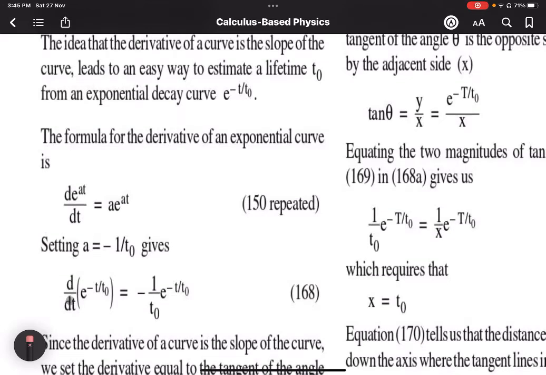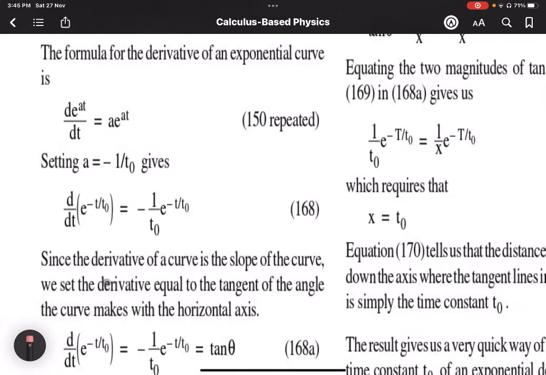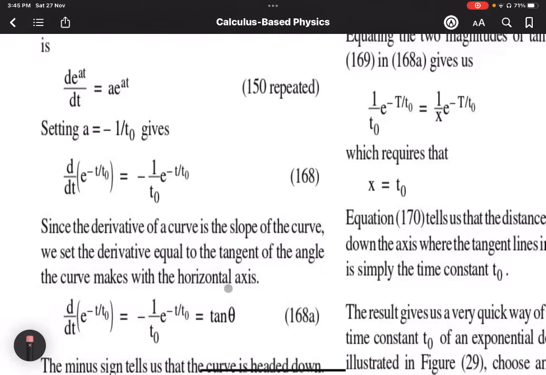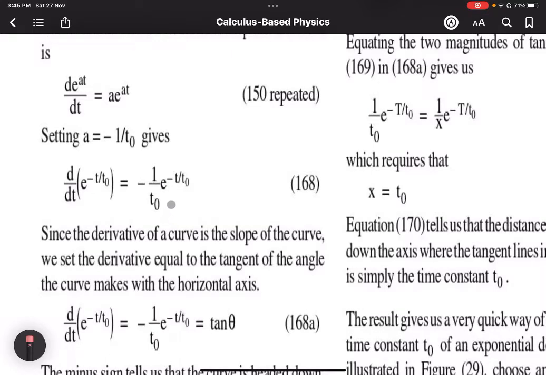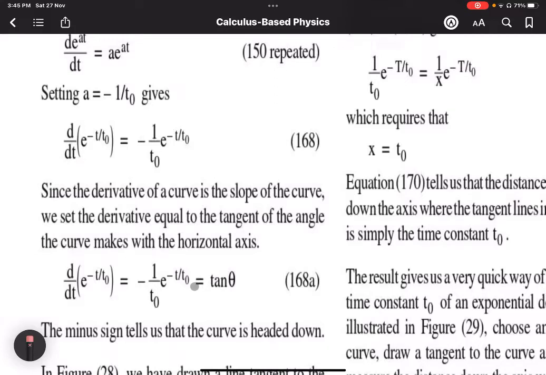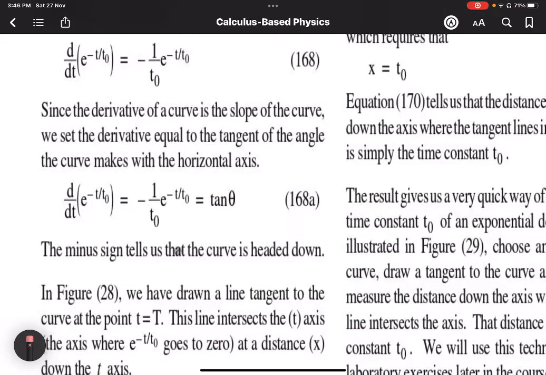So it will give us d/dt of e to the negative t over T0 power. Then this is equivalent to negative 1 over T0 times e to the negative t over T0. Since the derivative of a curve is the slope of the curve, we set the derivative equal to the tangent of the angle the curve makes with the horizontal axis. So since yung slope ay si tangent, ilagay natin si tangent dito as the equal value for this equation, yung ating lifetime, or exponential decay. The minus sign tells us that the curve is headed down, which is discussed doon sa ating part 1.